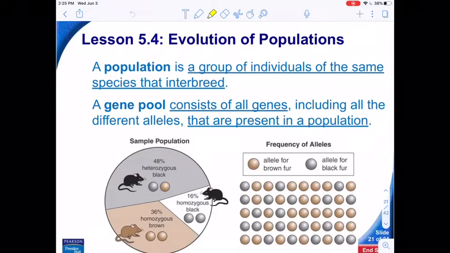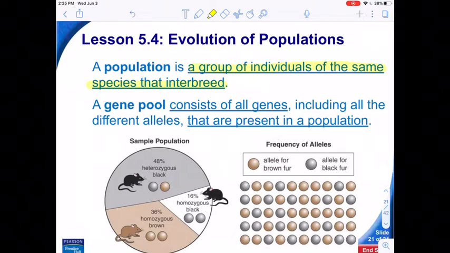Everyone. Today's section of notes is for lesson 5.4, Evolution of Populations. So before we get started, there's just a couple words we need to define. And the first one is that a population is considered a group of individuals of the same species that interbreed. And we'll get into why that interbreed part is important.